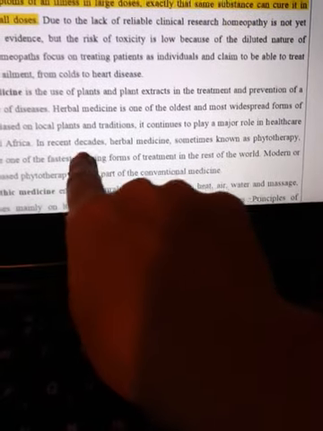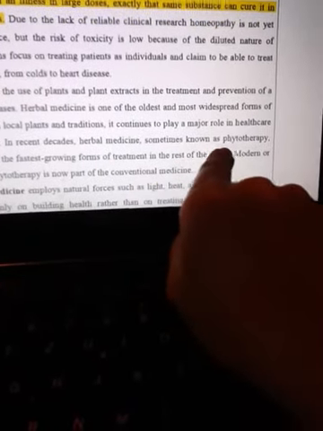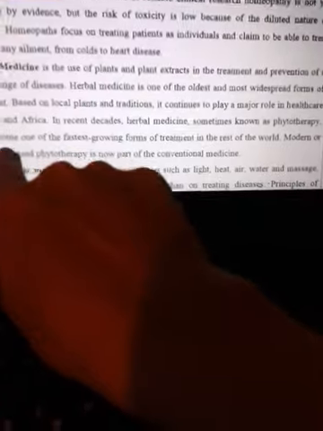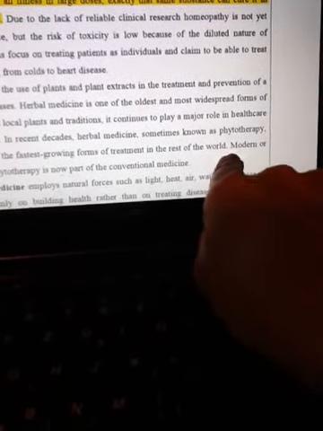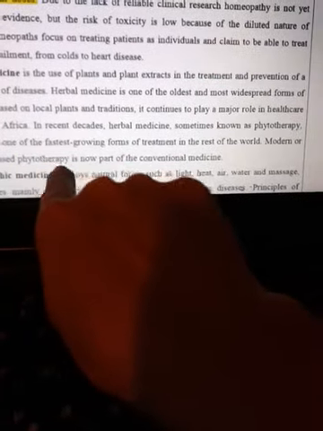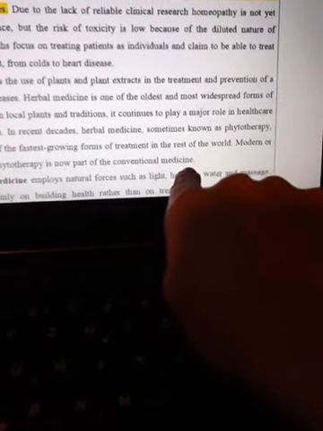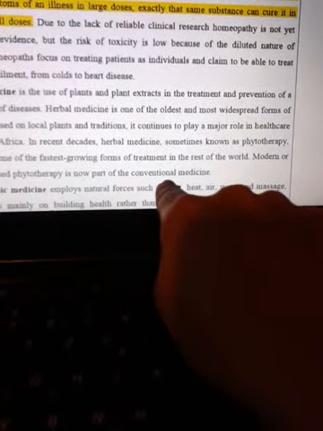In recent decades, herbal medicine, sometimes known as phytotherapy, has become one of the fastest growing forms of treatment in the rest of the world. Modern or evidence-based phytotherapy is now part of the conventional medicine.